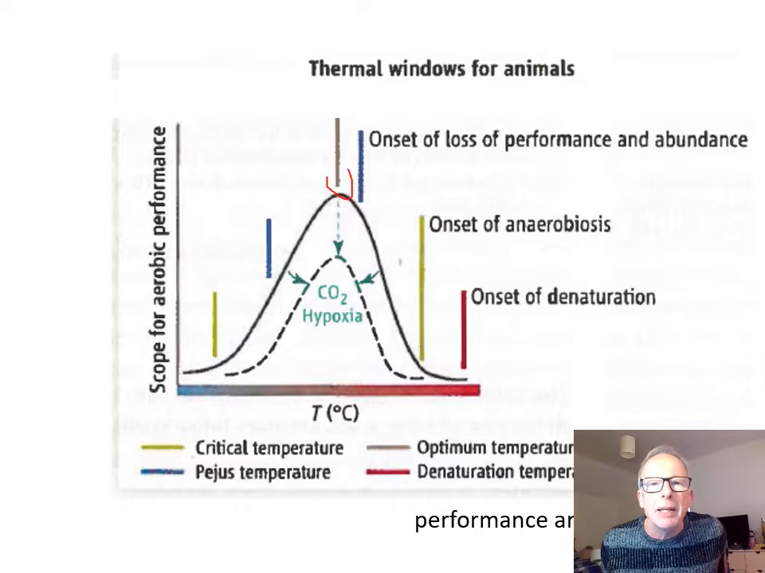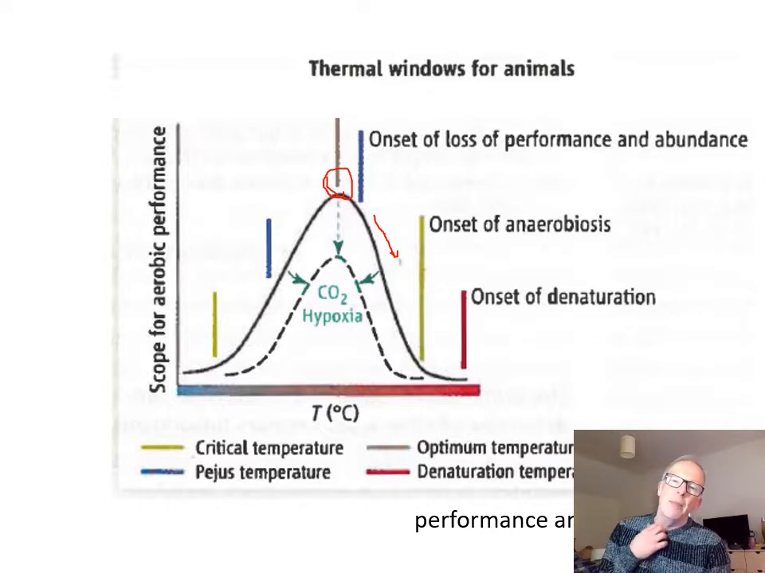Yeah, so there's a peak around here at which physiological performance is at a maximum. And then as temperatures increase beyond that maximum, there's a decrease in performance, slowly and then increasingly more rapidly, towards a point at which the species can no longer deliver enough oxygen to its tissues. So what's called anaerobiosis starts.